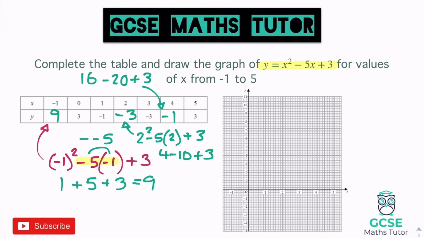So we've got -1 to 9, which is there, 0 to 3, there, 1 to -1, as best I can there, and always look out for the scale on these. If you can see on this one, the y-axis scale, the numbers are a bit closer than on the x-axis, so do watch out for that. 2 to -3 is down here, I can just about get that. 3 to -3 is there, 4 to -1 is here, and then we've got 5 to 3, which is there.